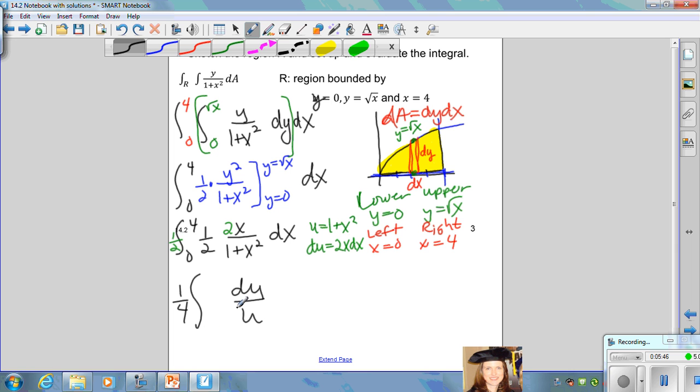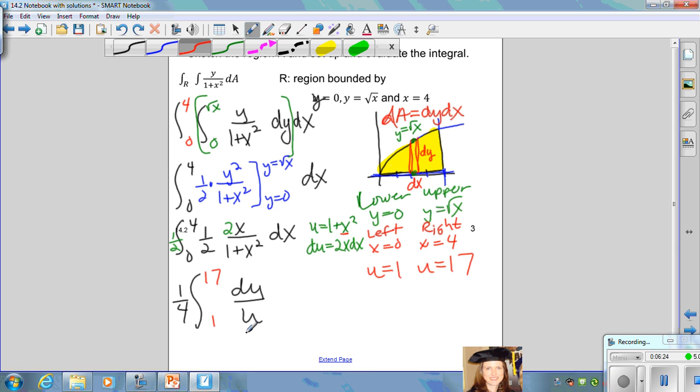Since this is now a single integral in terms of u, we should adjust our bounds. Looking at our original bounds for x, when x is equal to 0, u would equal 1. When x is equal to 4, plug into the substitution and you get 1 plus 4 squared, so your upper bound would be 17. So this would be the definite integral from 1 to 17 of du over u.